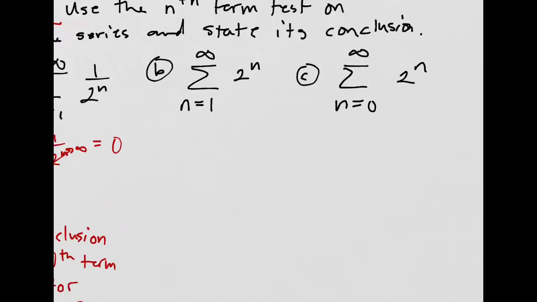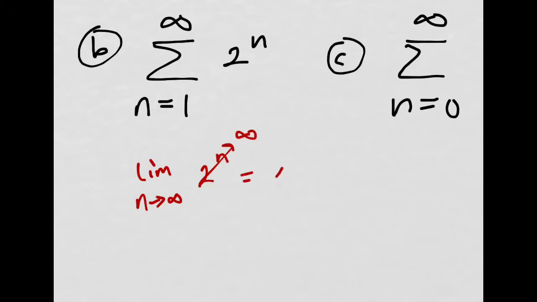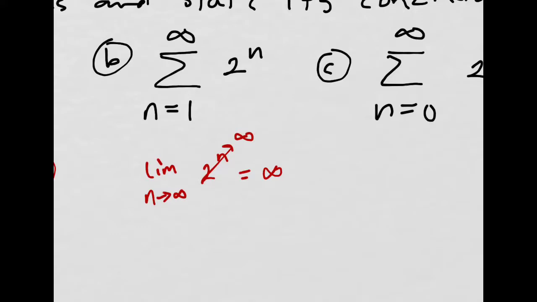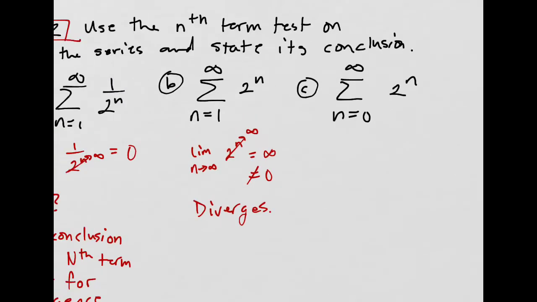All right, let's take a look at this one. Limit as n approaches infinity of 2 to the n. Well, of course, that goes to infinity, so that's definitely not 0. So we can say diverges. So cool, yeah, we're good.